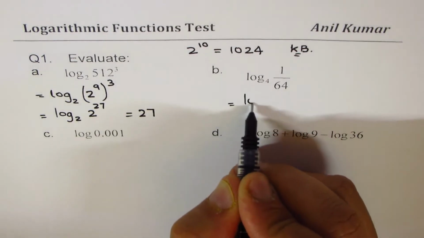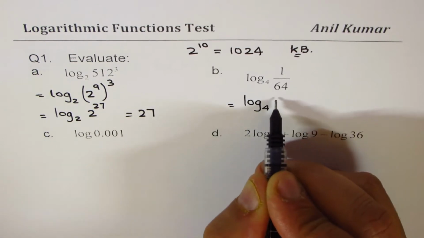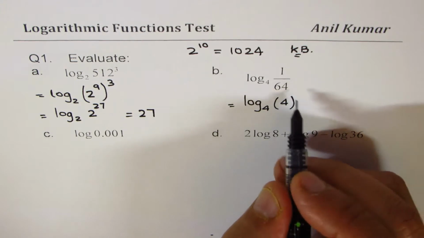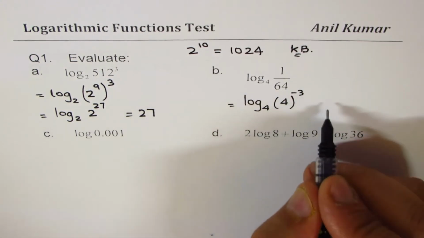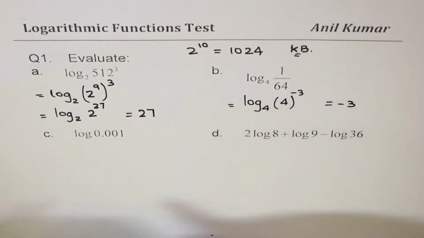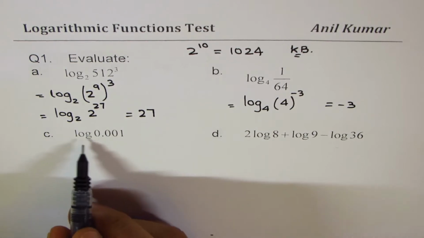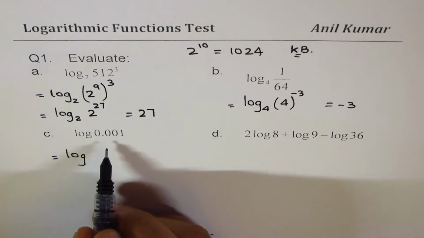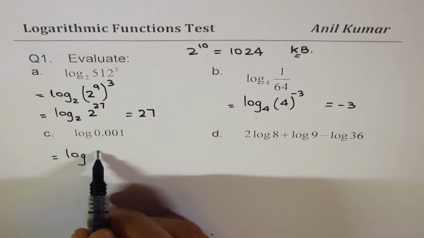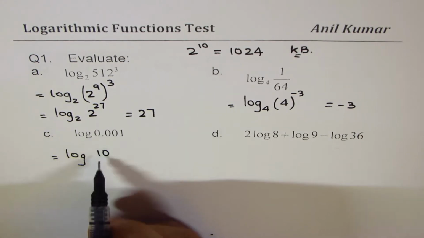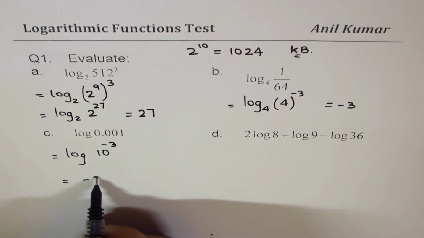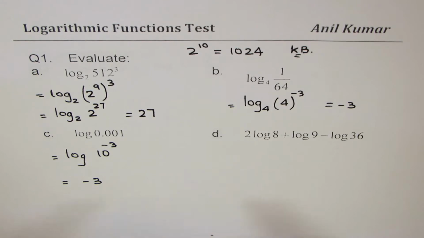We could always write this as log to the base 4. 4 to the power of 4 cube is 64, so minus 3. So the value will be minus 3. When we do not write any base, it means that the base is 10. So we have to write 0.001 as 10 to the power of something, which is minus 3. And therefore, we get the answer as minus 3 in this case.